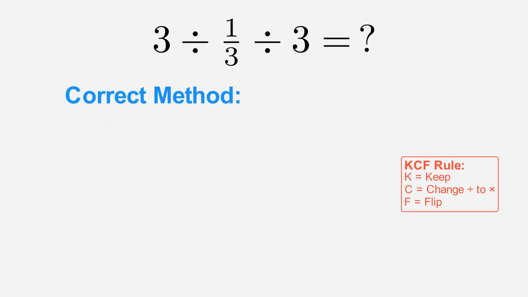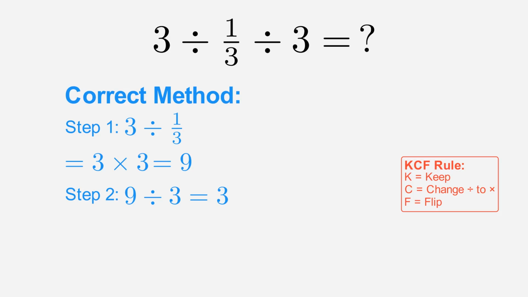Watch this carefully. 3 divided by 1/3. Flip the fraction, that becomes 3 times 3, which is 9. Now 9 divided by 3 equals 3. The answer is 3, not 1, not 9, 3.